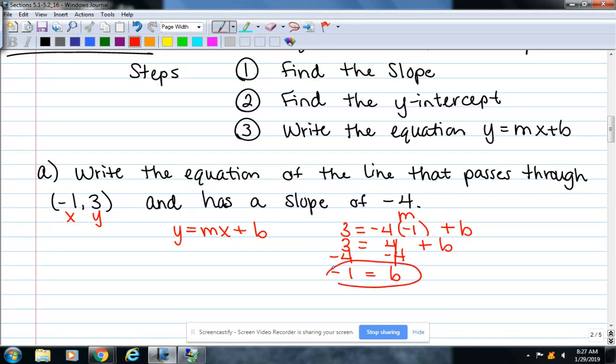Now I got a B. Do I have M and B? Yep. So what's my equation? Y equals -4x - 1. All right. So if you don't have a B, you use an ordered pair to plug in for Y and X, your slope to plug in for M, and solve the slope-intercept form for B. That's it.